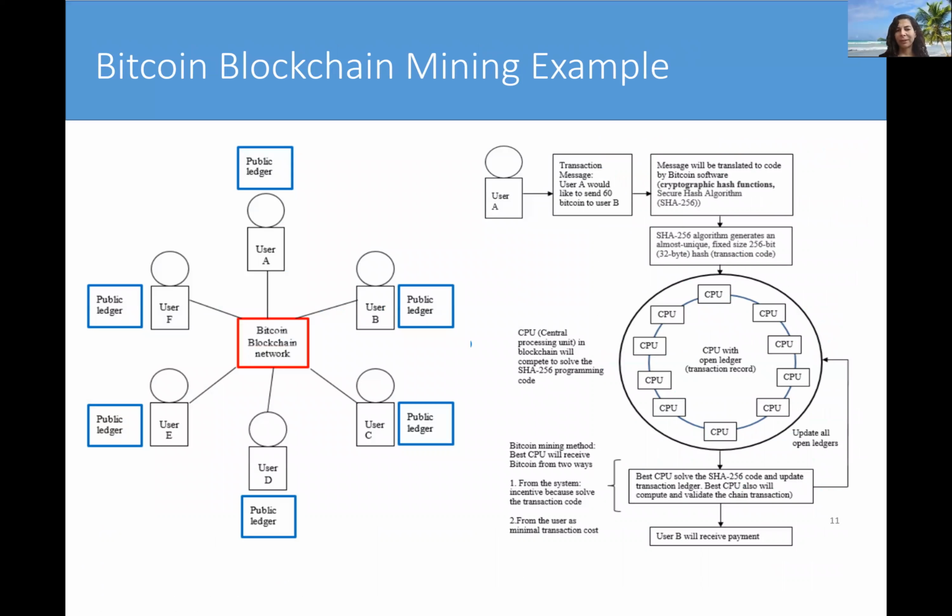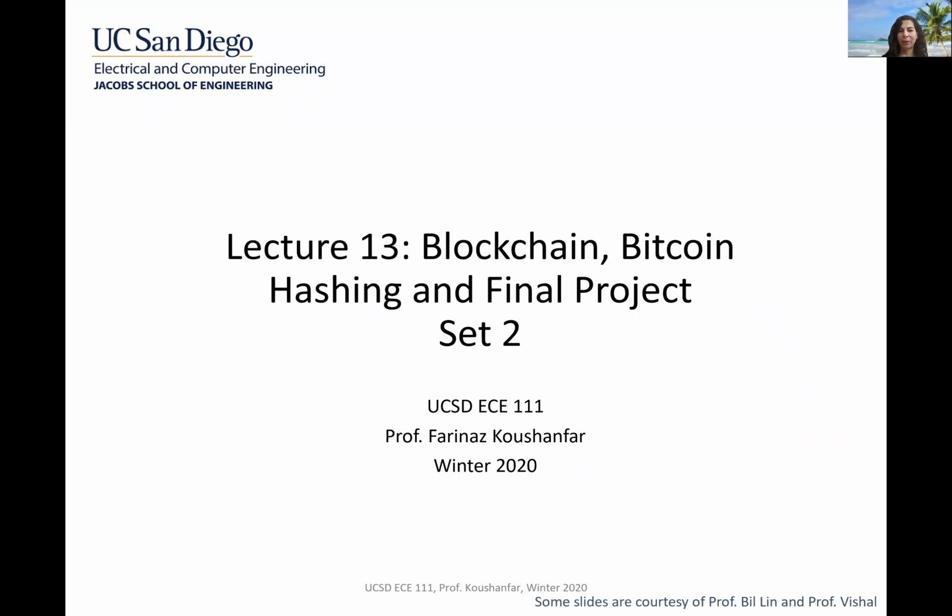So this is basically another depiction of this Bitcoin blockchain method and the distributed entities involved. All of them have access to this public ledger, which is the record of all the transactions done on the network that are all chained together.